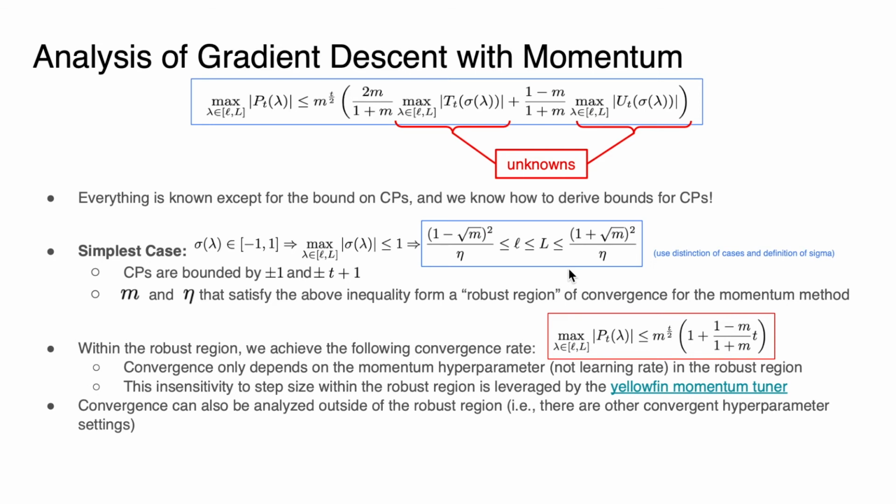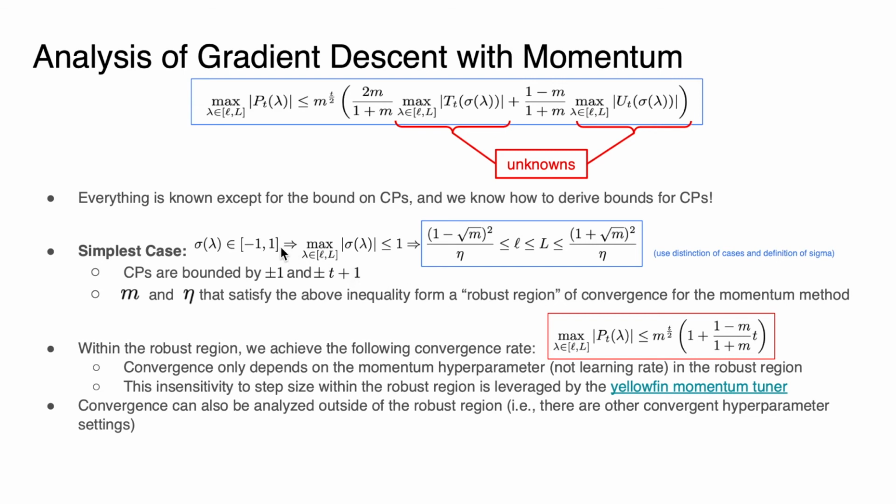The interesting thing about this is that if this inequality is satisfied, then the domain of the Chebyshev polynomials must be between -1 and 1, and therefore the values of the Chebyshev polynomials are bounded by plus or minus 1 for the first kind Chebyshev polynomial and plus or minus t plus 1 for the second kind Chebyshev polynomial.